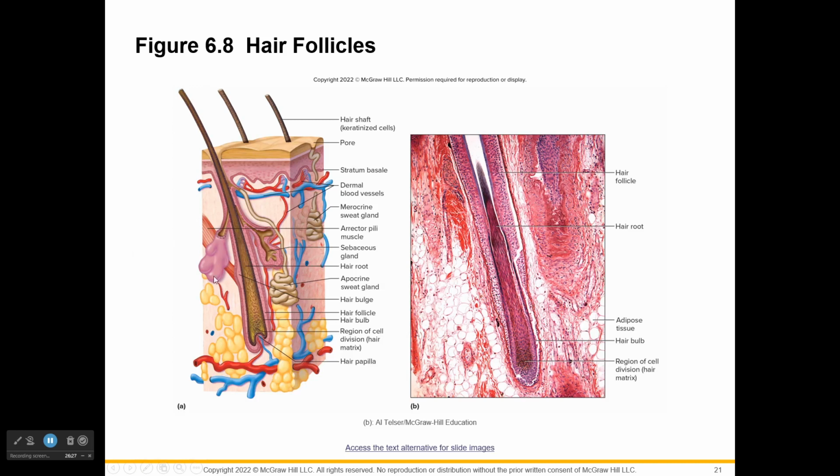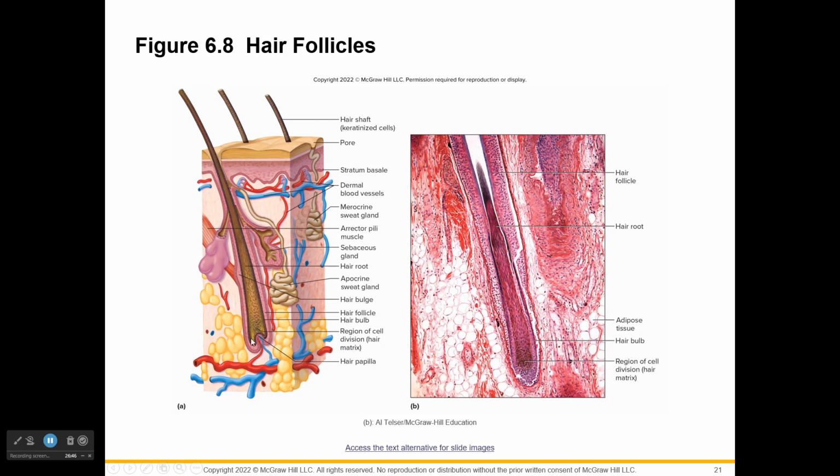Okay, so here it is. There's that erector pili. Here's a sebaceous gland. Okay, there's that hair papilla. See how it kind of projects into the hair bulb? This region is the hair bulb. This is the hair follicle that the hair is developing in. And this is the hair root. Once you leave the skin, you're the shaft.